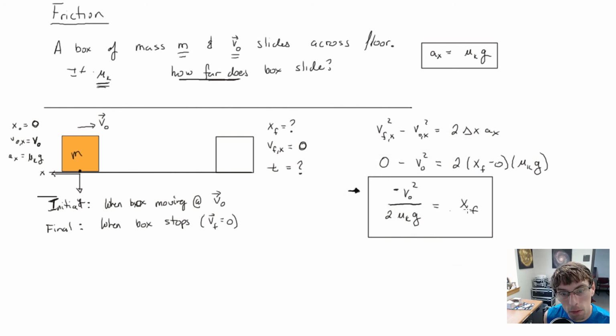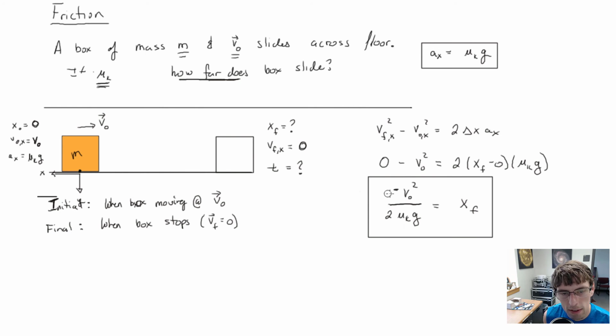Let's ask some other questions. We're going into sanity checks. What happens if the box starts off with a higher speed in the x direction? It should go further. Speed is in the numerator, which means if speed goes up, my final distance traveled goes up. How about if the coefficient of kinetic friction goes up? Should the box travel further or less far? Less far. And indeed, because this is in the denominator, if mu k increases, x final goes down.